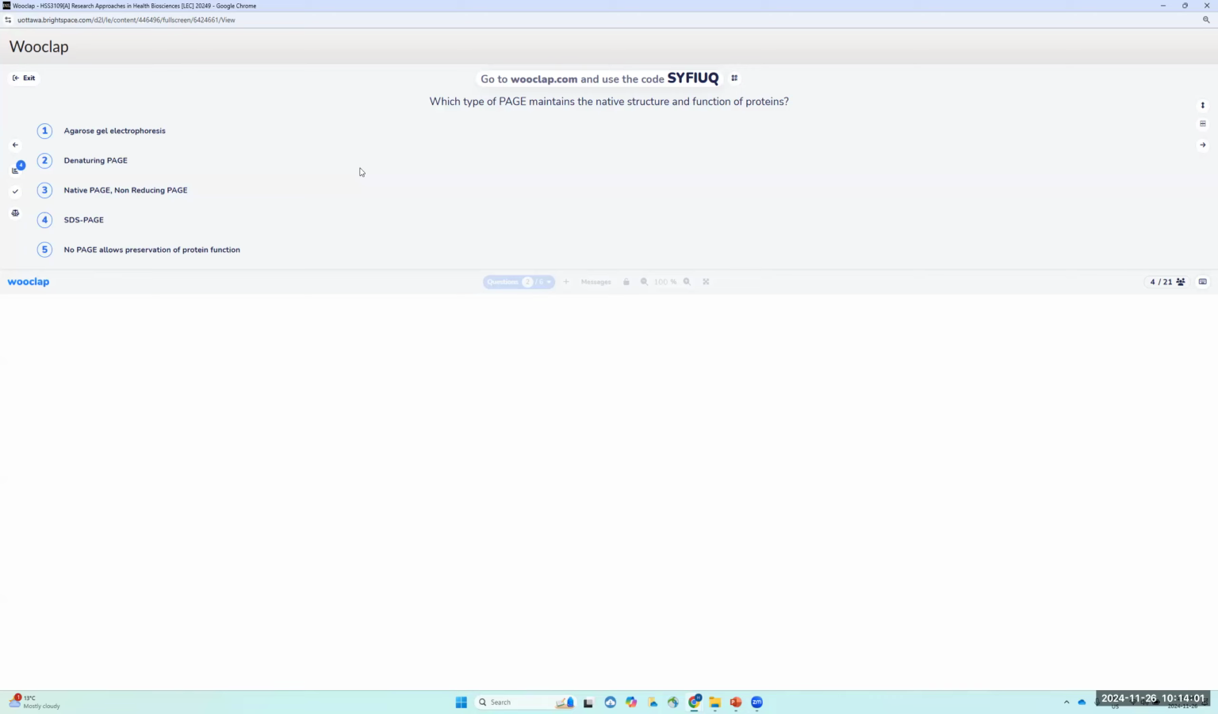And we are speaking about PAGE. Is it the agarose? Is it the denaturing PAGE? Is it the native PAGE or non-reducing PAGE? Is it the SDS PAGE? Or does no PAGE allow preservation of protein function? So the question is very direct. Is there a PAGE that allows the native structure and function of a protein? If yes, which one is it? We have 13 answers yet. I will count 10 more seconds to answer this.